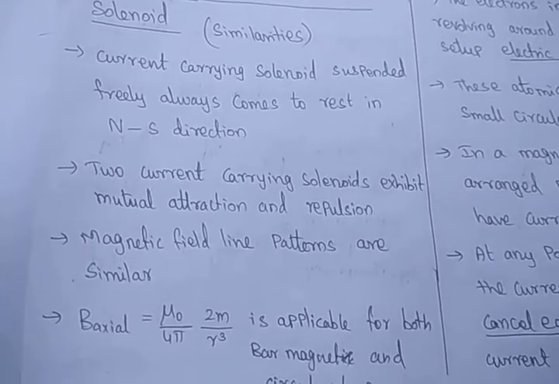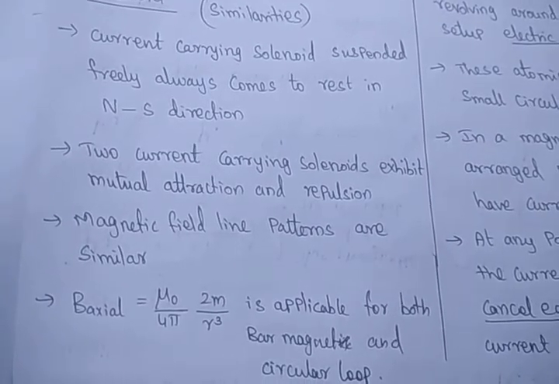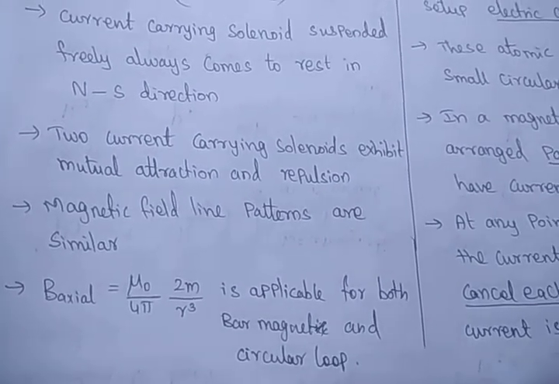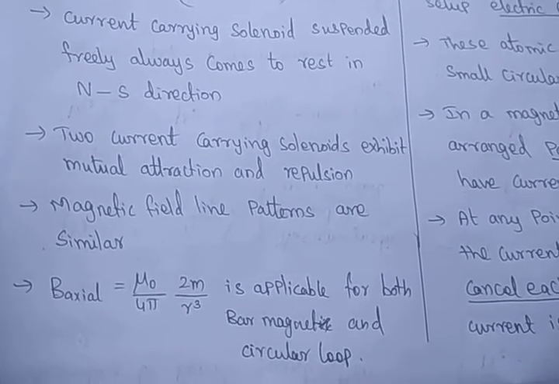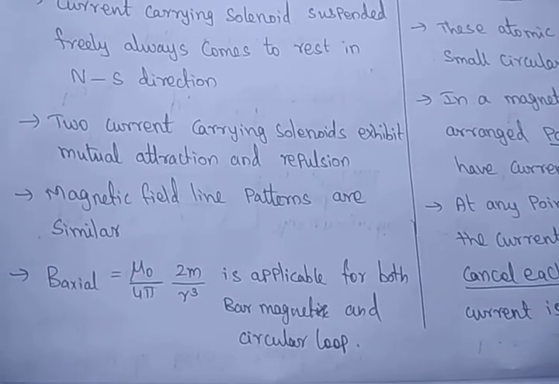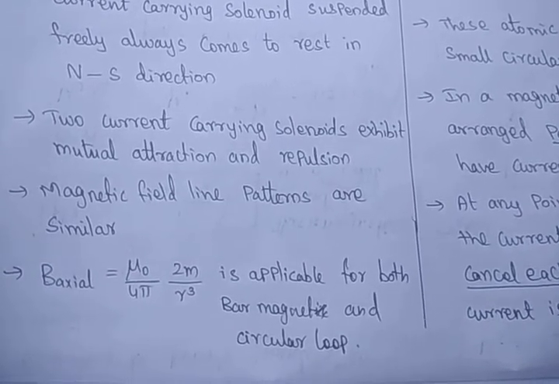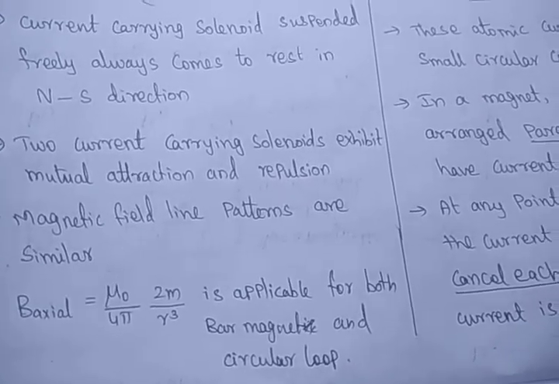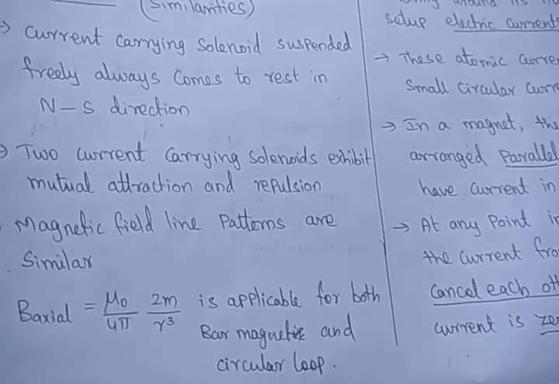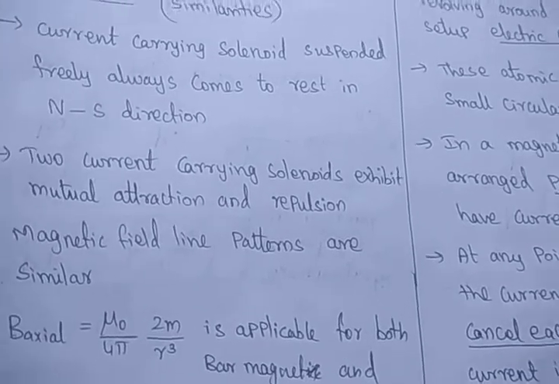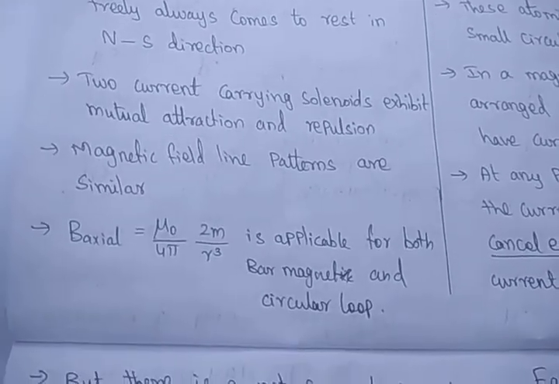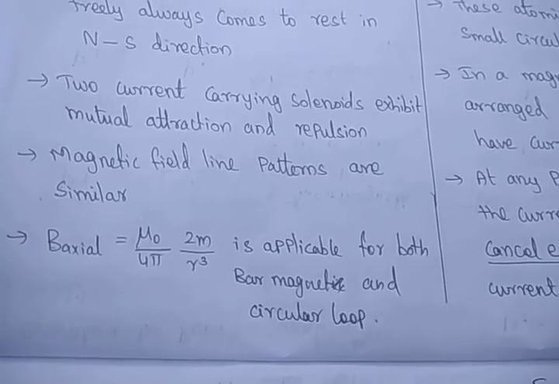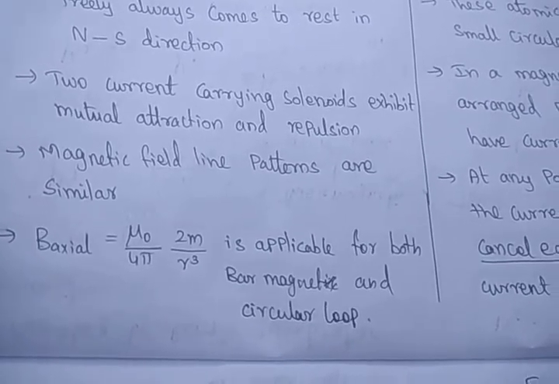Then two current carrying solenoids exhibit mutual attraction and repulsion. Similarly, the north pole and north pole of bar magnets repel each other, and the north and south poles of bar magnets attract each other. Here also, the two solenoids exhibit an attractive force as well as a repulsive force. Then the magnetic field lines of both the solenoid and the bar magnet show similar magnetic field patterns.